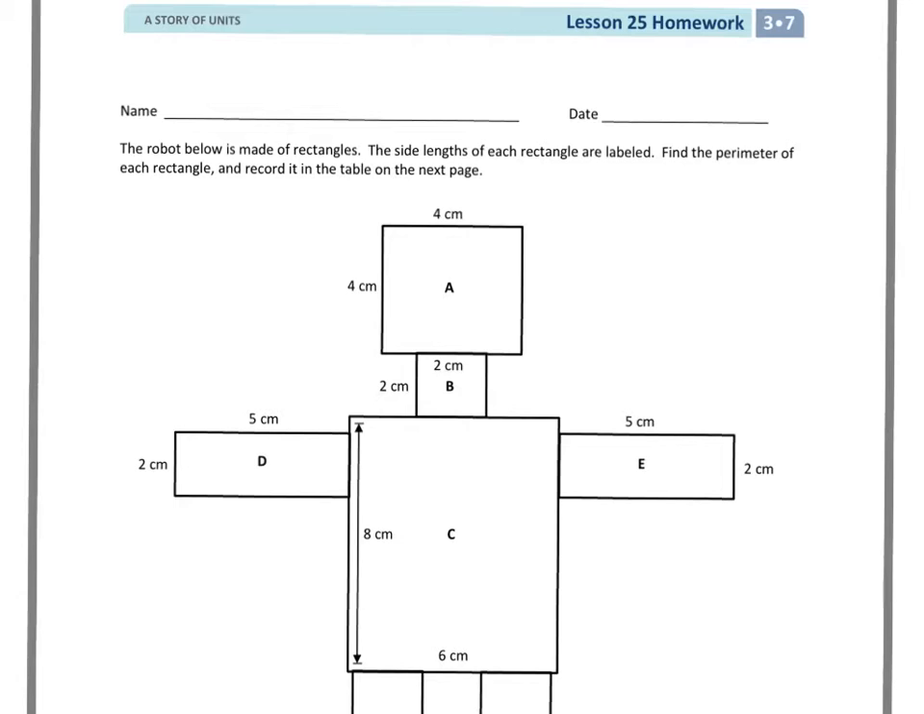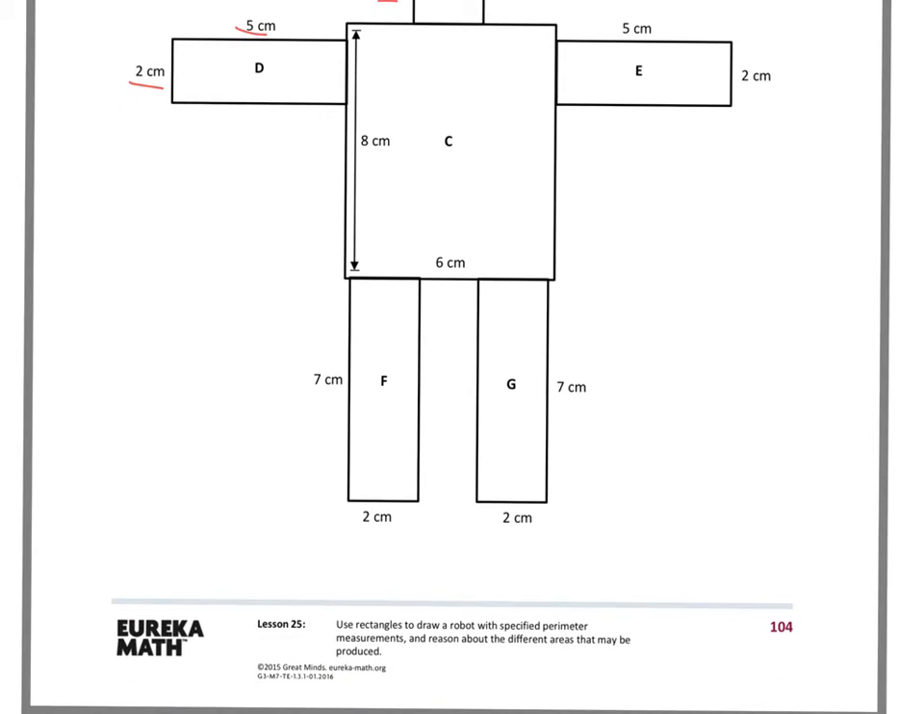The robot below is made of rectangles. The side lengths of each rectangle are labeled. Find the perimeter of each rectangle and record it in the table on the next page. So I got to use this robot and the dimensions here that are all over the place to find different perimeters for those rectangles and squares. And I got to do this on the next page. So I'm going to go to the next page right now.